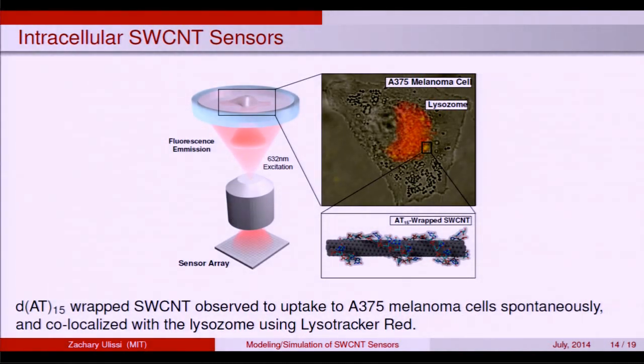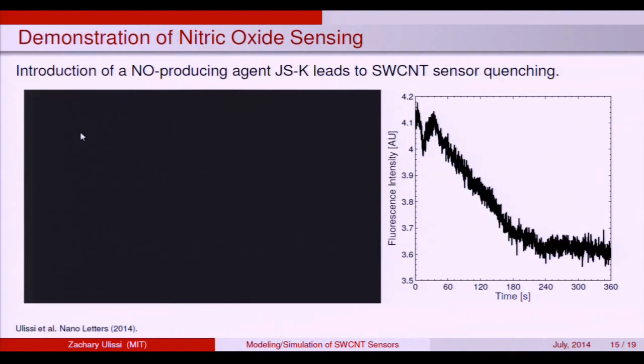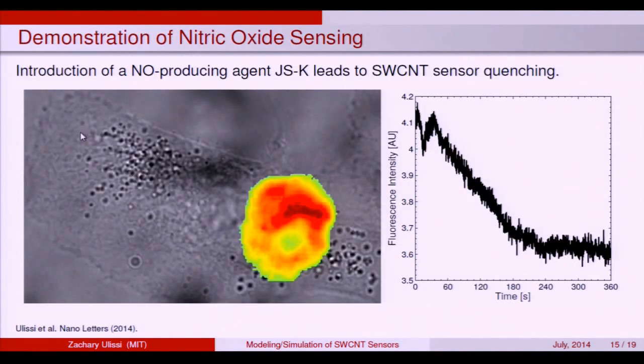What we found is that when we introduce these DNA-wrapped carbon nanotubes to a single A375 melanoma cell, the carbon nanotubes are localized around the lysosome, which is stained with LysoTracker Red. If we use a very similar setup where we have a cell and we're exciting and measuring the fluorescence signal, we can actually look at the nitric oxide concentration, or the intensity of the carbon nanotube fluorescence over time, and get spatiotemporal imaging within a single cell.